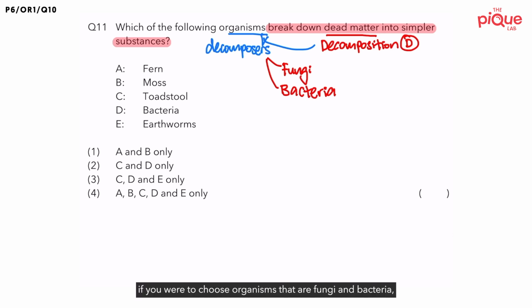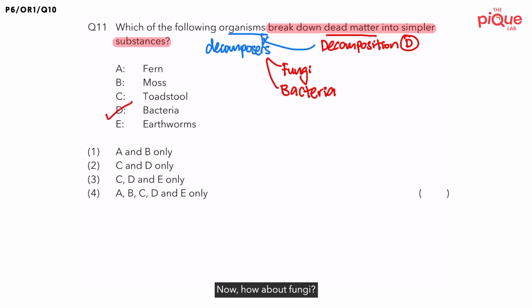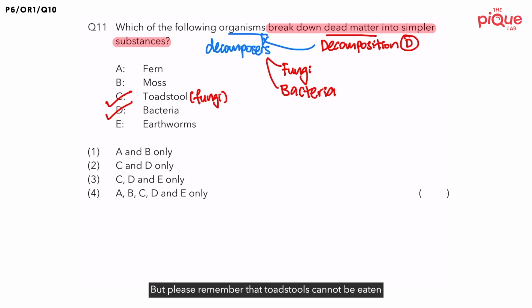And in this question, if we were to choose organisms that are fungi and bacteria, we can already see in the 5 organisms below that one of them is bacteria, which is organism D. So let us put a tick there. Now, how about fungi? There are so many types of fungi, so how do we identify them? The most common one that we see in our syllabus will be an organism that looks like a mushroom. Can you tell me which of these organisms, A, B, C, or E, looks like a mushroom? That would be toadstool. And where do we usually find toadstools? You can find toadstools under trees, but please remember that toadstools cannot be eaten because they are poisonous, unlike the mushrooms that we usually see in the supermarket.